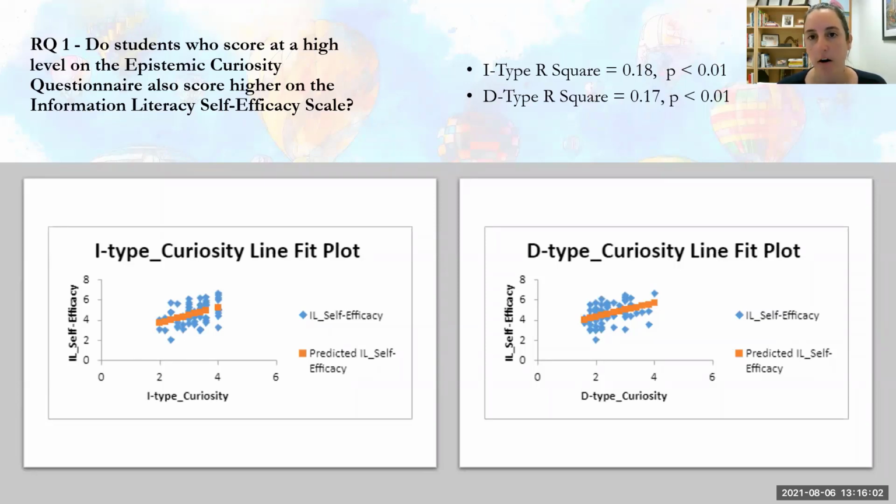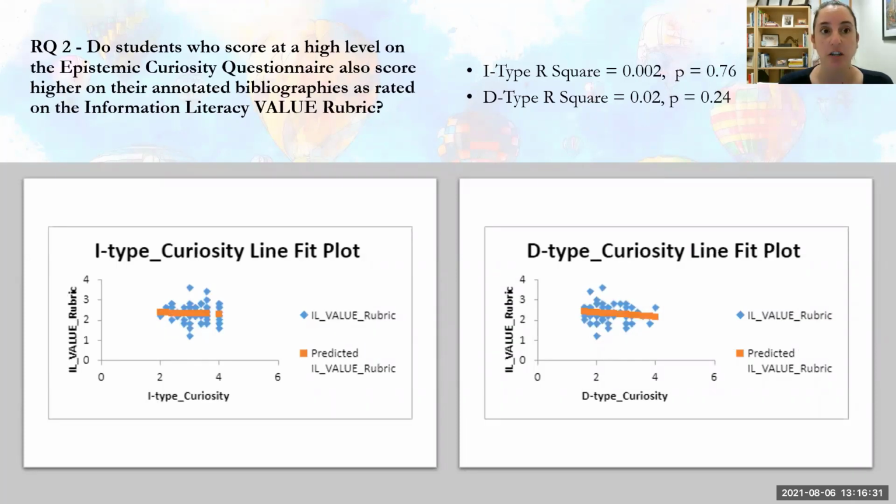The R-squared for I-type was 0.18, which means that I-type curiosity explains about 18% of the variability in information literacy self-efficacy, and D-type explains about 17% of the variability in information literacy self-efficacy. Keep in mind, my sample size was small and it was only at 1 university, so I can't necessarily generalize this to everyone else, but some interesting preliminary findings.